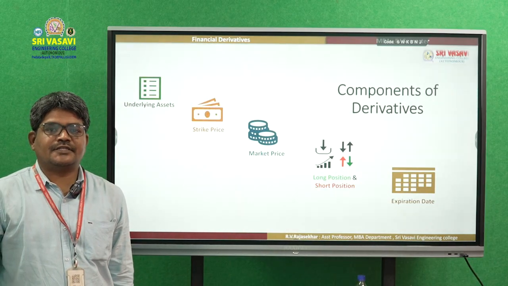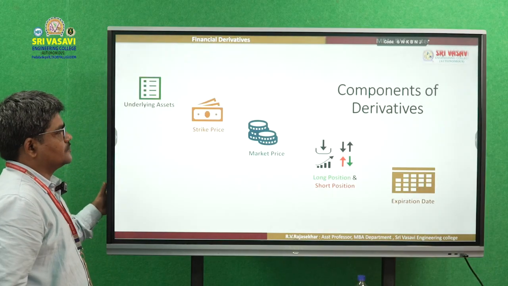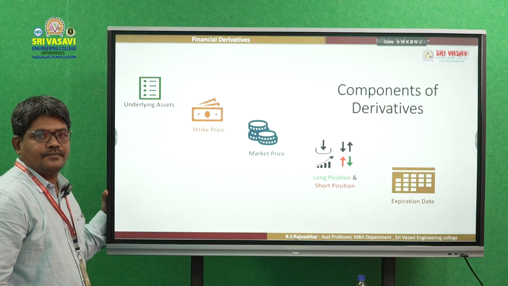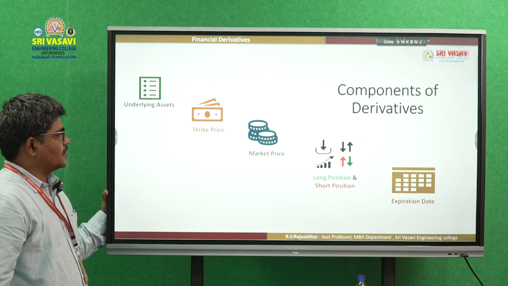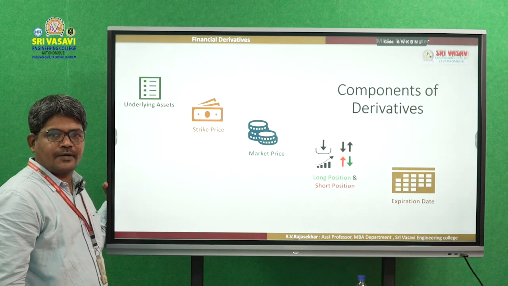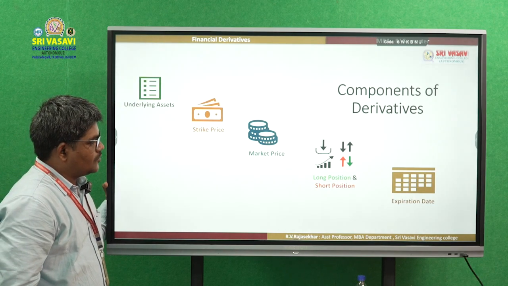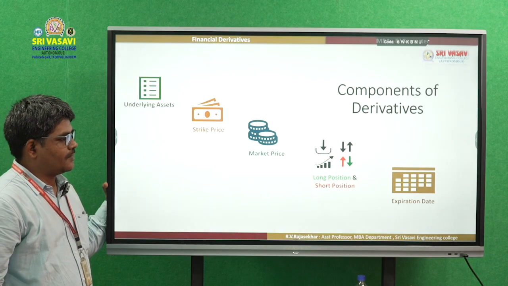These five are considered as the components of derivatives. The first component of derivative is the underlying asset, on which the entire derivative contract depends. The second one is the strike price. This is also known as the contract price. The third one is the market price. This is known as the spot price of the underlying asset.